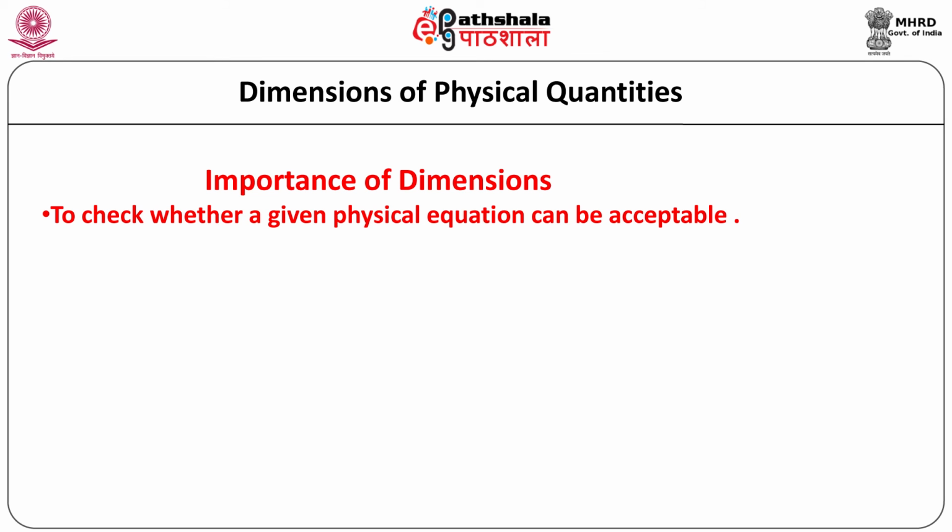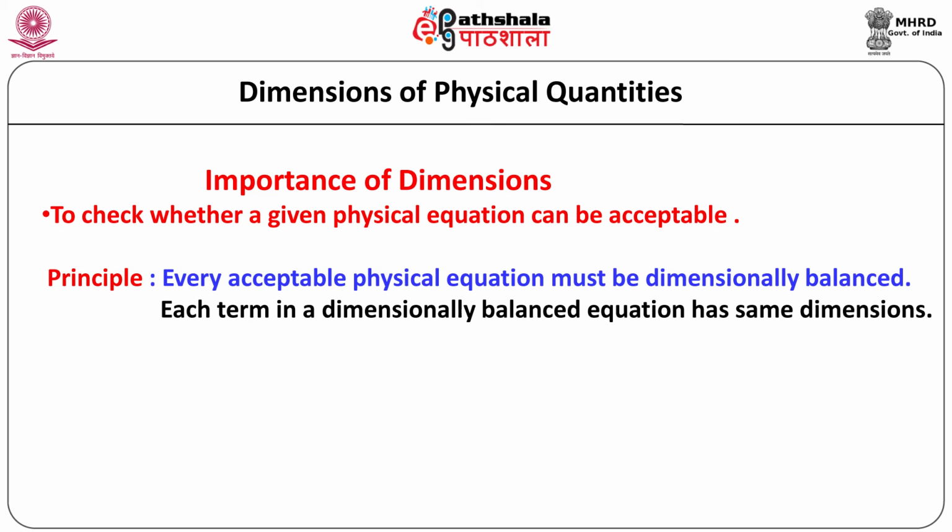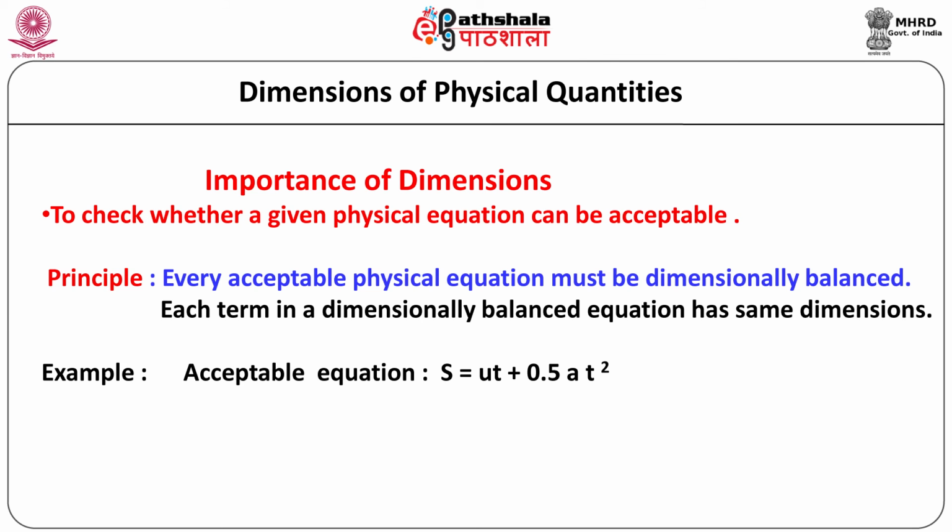Dimensions can be used to check whether a given physical equation can be acceptable. Every acceptable physical equation must be dimensionally balanced. Each term in a dimensionally balanced equation must have the same dimensions. Thus, for example, AC equals ut plus at squared is an acceptable equation. A non-acceptable equation is AC equals at plus ut squared.